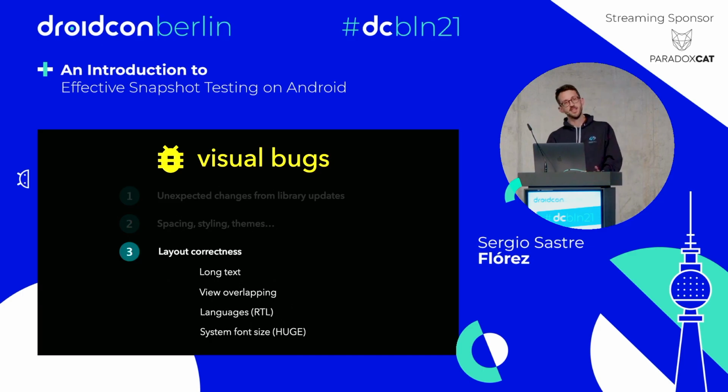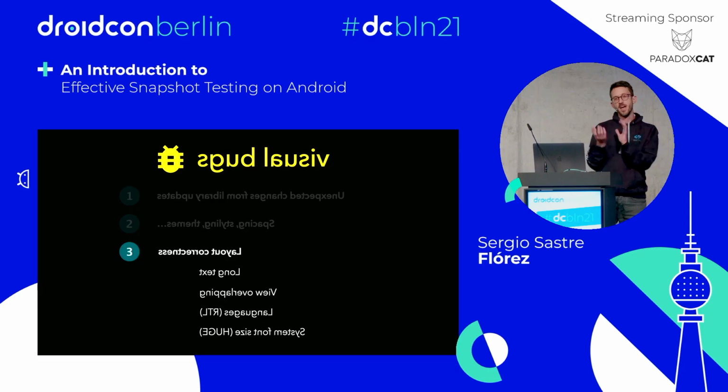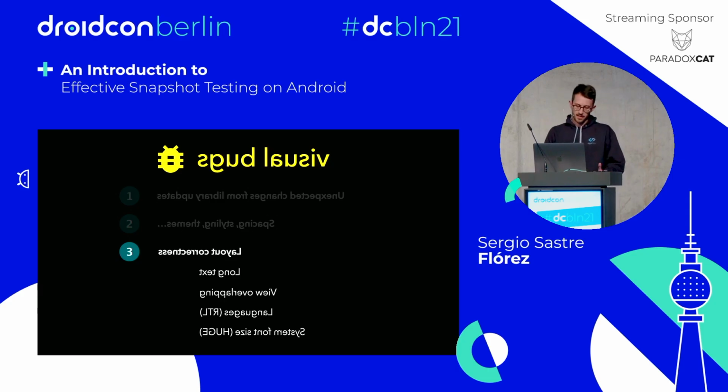Next point, interesting one, languages. We have to pay special attention to right-to-left languages, not just because we want to make sure that the views align properly, but also because sometimes some icons need to be mirrored. And there are a lot of considerations with right-to-left languages.